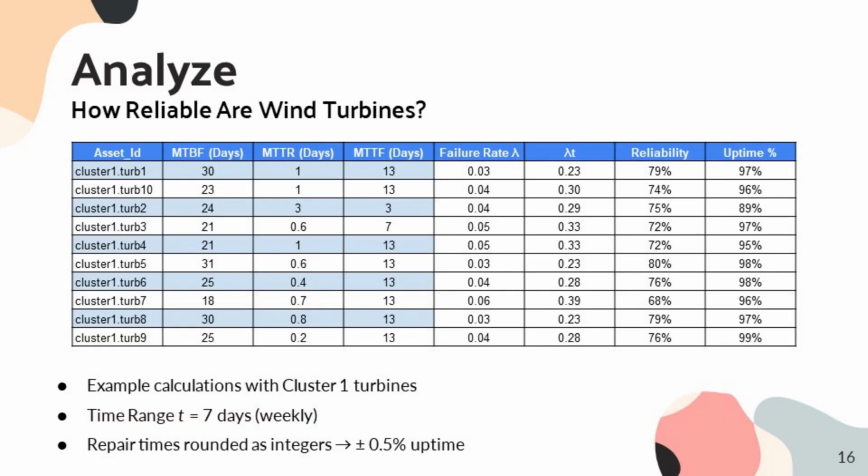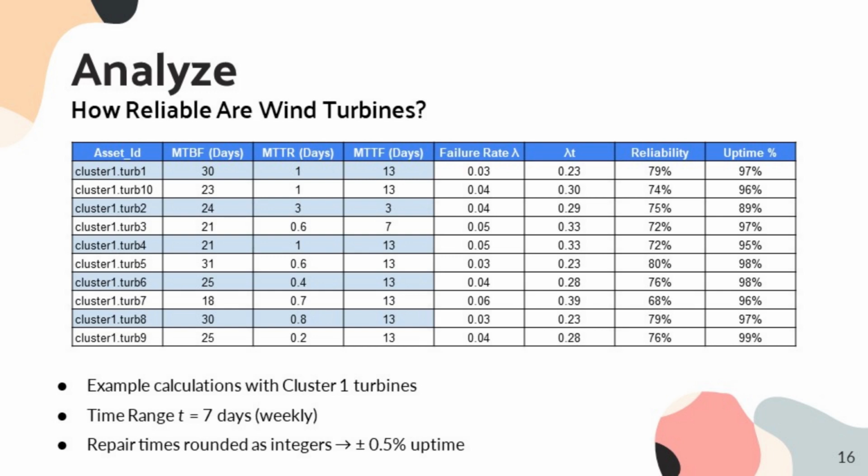Next, we can incorporate some of our prior analysis to determine how exactly reliable wind turbines are. From the snapshot of data shown for one cluster of 10 turbines, we'll notice in the reliability column that the values are relatively low, hovering around 75% reliability. Also note that in the uptime percentage column, all those values are relatively high, almost reaching 100%.